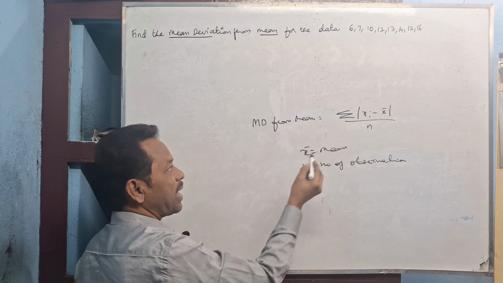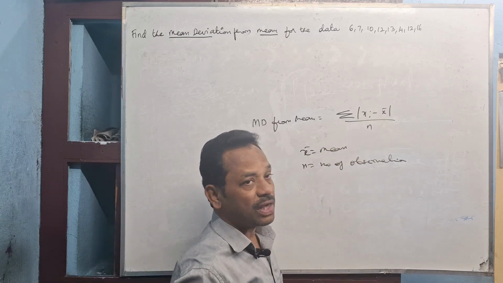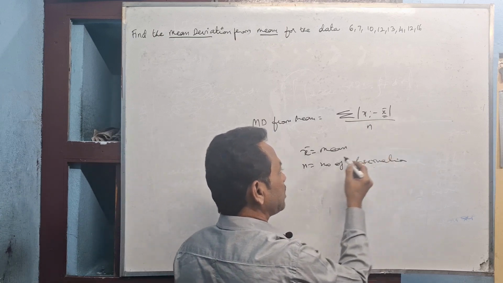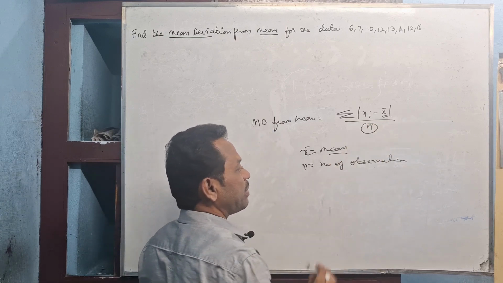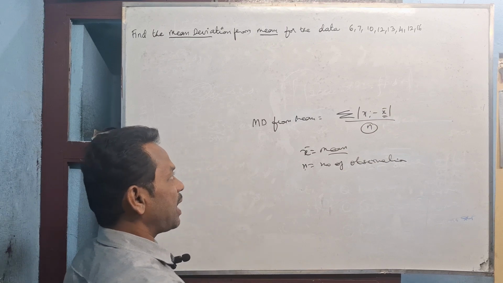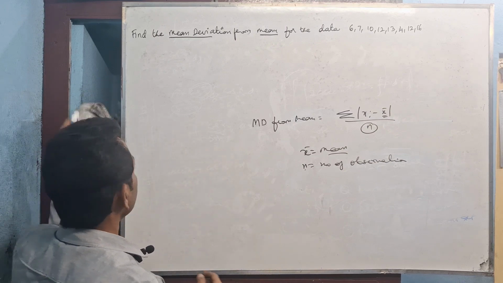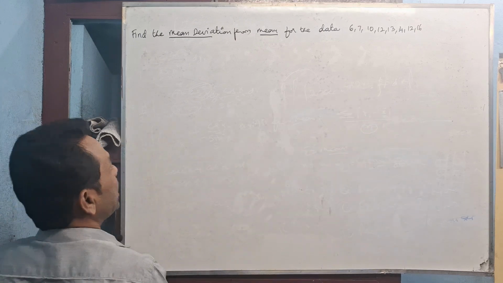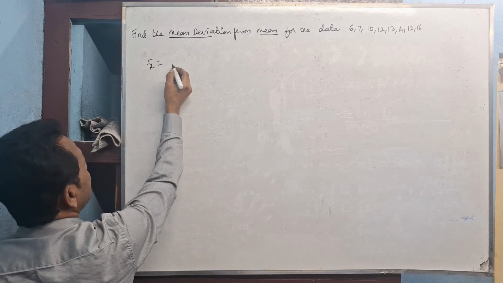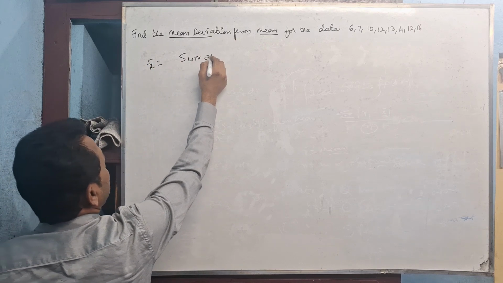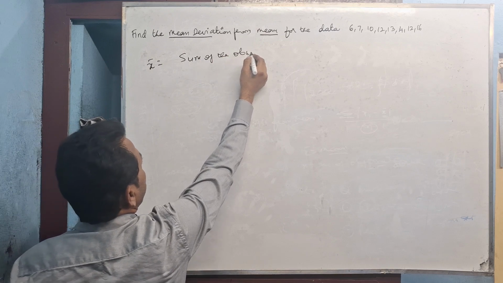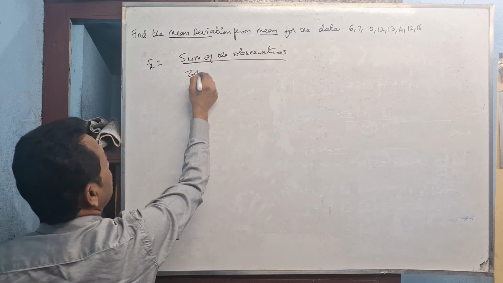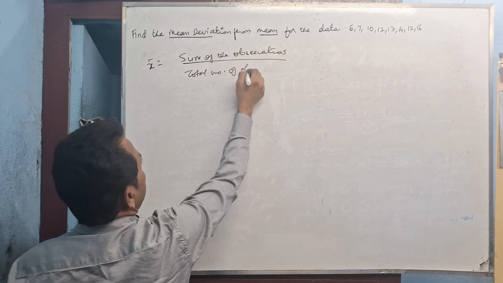So we can use the formula sigma modulus of xi minus x bar by n to find the mean deviation from mean. Here x bar is the mean, n is the number of observations. Let me use this formula to find the mean deviation in this question. First, let us find the mean. x bar, the mean, equals the sum of all observations divided by the total number of observations.